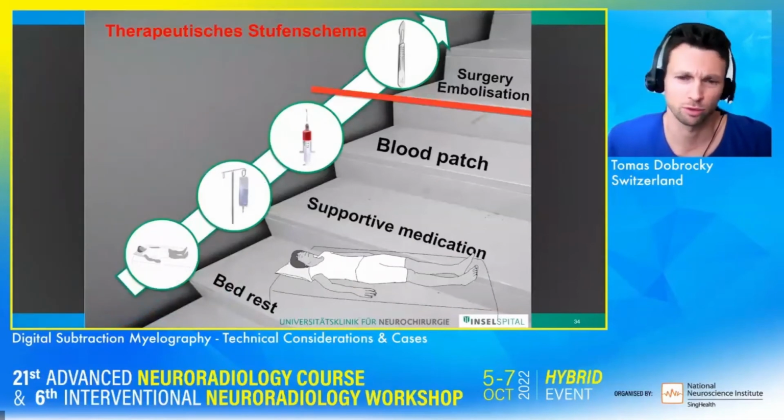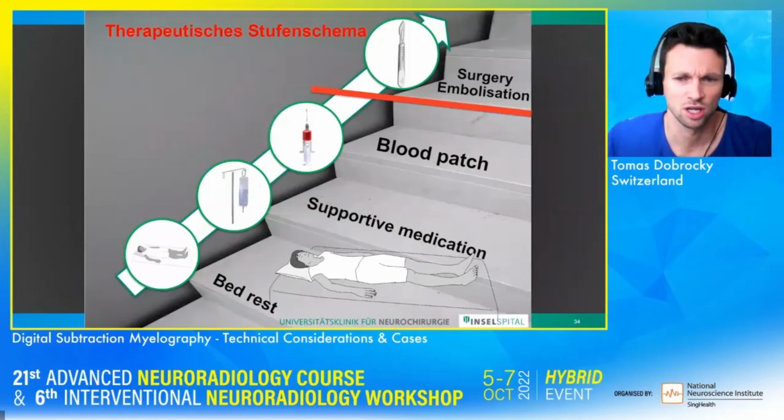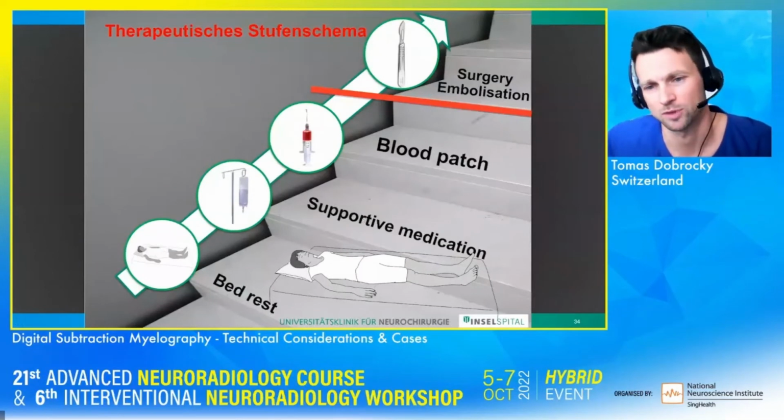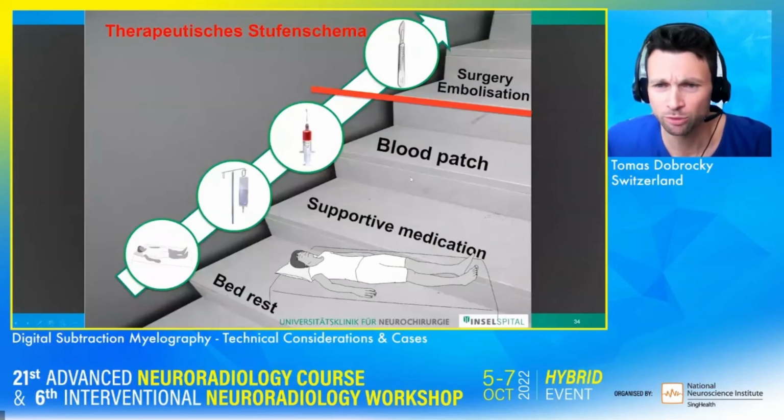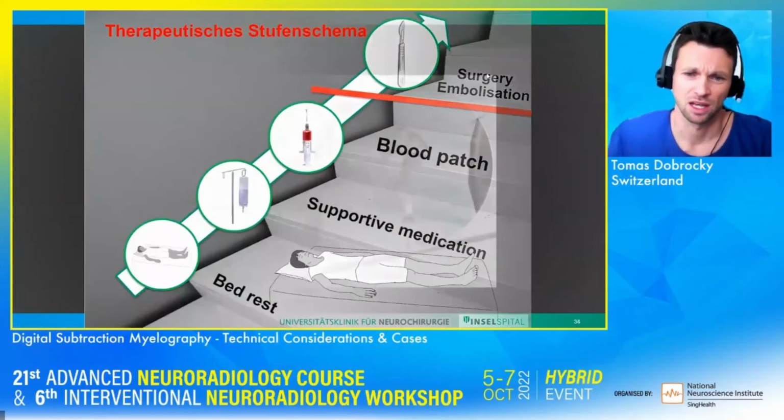Just very briefly before coming to an end, this is the therapy approach we have. Usually bed rest in the beginning doesn't help in patients with SIH. Then we can proceed to supportive medication like caffeine, but usually patients don't have sustained improvement. Then we can go in for blood patching or embolization of CSF venous fistula or surgery.